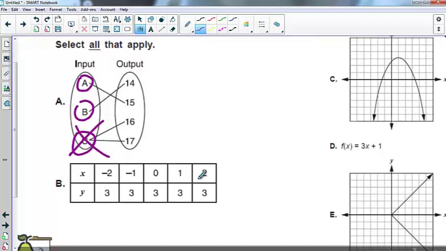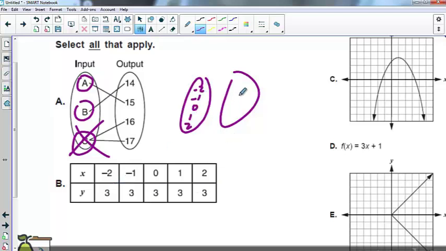Okay? On this one, you can make your own input, output, and test it. So I have -2, -1, 0, 1, and 2. Y is 3. They all go to 3. Is this a function? Yes. How many outputs does this have? That's the requirement. It doesn't matter that they all go to 3. What matters is that they go to exactly 1 output. They all must have exactly 1. Everybody with me on that? So B should be an answer.